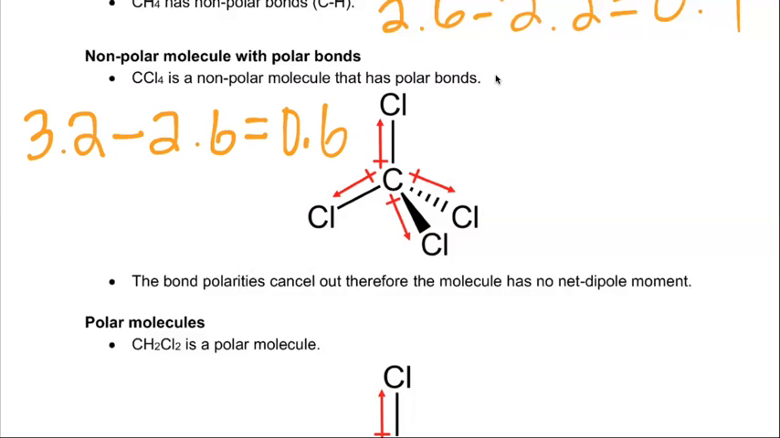So because this is symmetrical, all of these bond polarities are going to cancel out. And so we say that the molecule has no net dipole moment. So if you're asked to describe how this molecule is nonpolar when it has polar bonds inside of it, you would say that because all of the bond polarities cancel out, the molecule has no net dipole moment. Because what that means is that, yes, there are dipoles in each individual bond, but they're evenly canceling out because of the shape of this molecule.